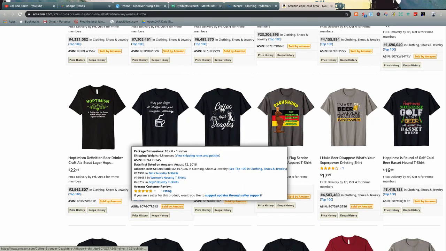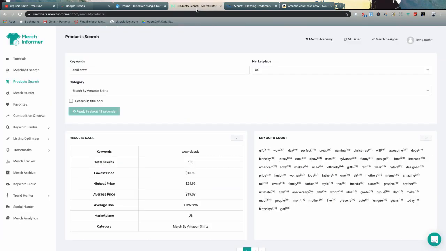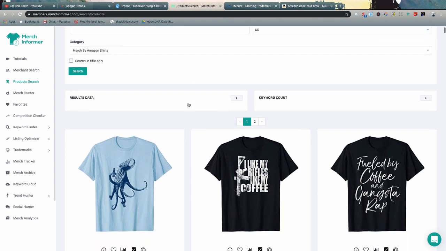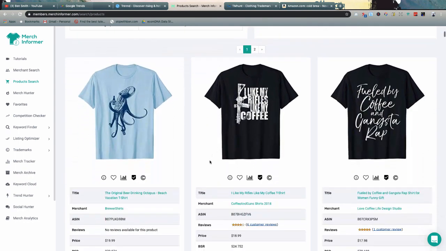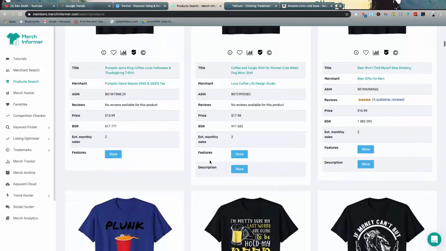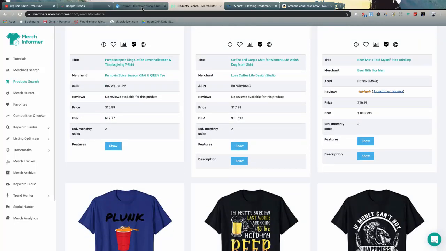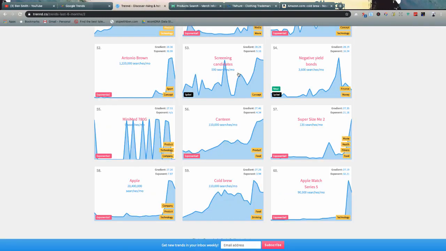So this is something we could now take a deeper dive on. Go back over here. Let's just look at what came up here. We can see that the average BSR is pretty high, 3.7 million. 156 results is what it's telling us here, and we could go through this and find out if we really want to spend some more time going through this. So really, we could keep going through this process, but for the sake of the video, that's really it.